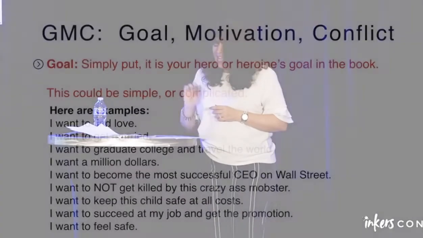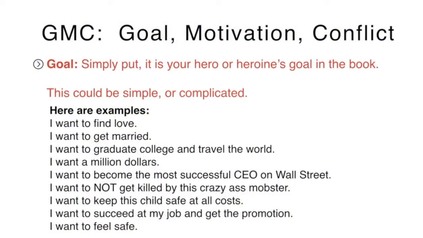Simply put, it is your hero or heroine's goal in the book. This could be simple or complicated. So go through examples. I want to find love. I want to get married. I want to graduate college and travel the world. I want $1 million. Good goal. I want to become the most successful CEO on Wall Street. I want to not get killed by this crazy-ass mobster. I want to keep this child safe at all costs. I want to succeed at my job and get that promotion. I want to feel safe.